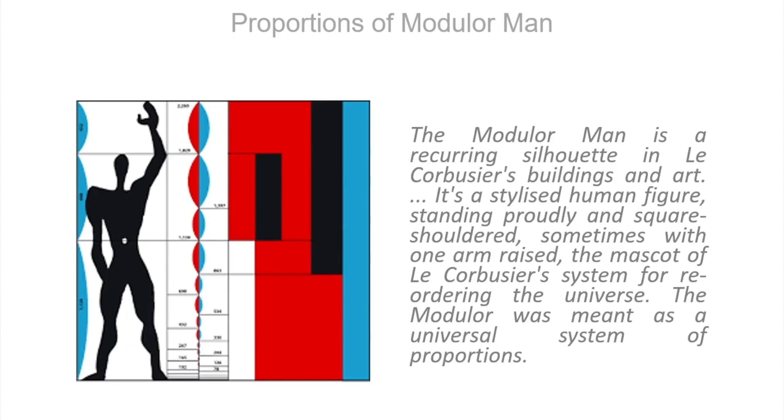So what we're going to use today in order to create some furniture of our own is an image of the Le Corbusier silhouette, Modular Man, in order to develop a series of furniture that respects proportions and accurate dimensions of things that we use.